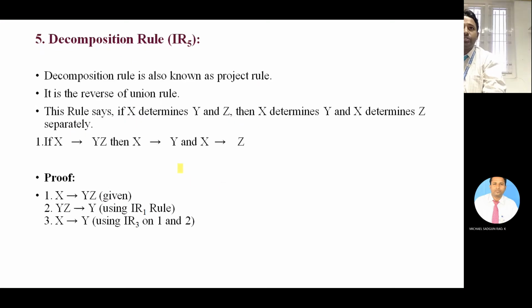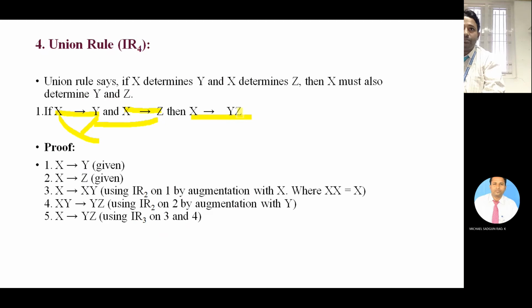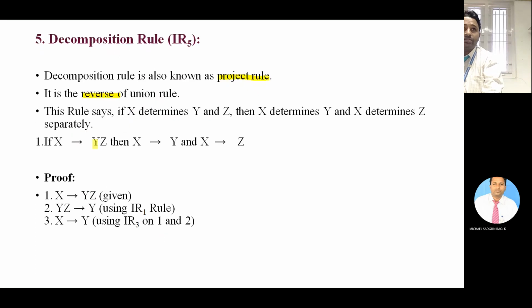And then the decomposition rule. This is also referred to as the project rule, and this is the reverse of union. Union is combining, decomposition is dividing. In union we combined two attributes, y and z. y is from one dependency, z is from another dependency. Those two are combined. That's union. Now the reverse of this: in the decomposition rule, if x determines yz, then there will be functional dependencies xy as well as xz.